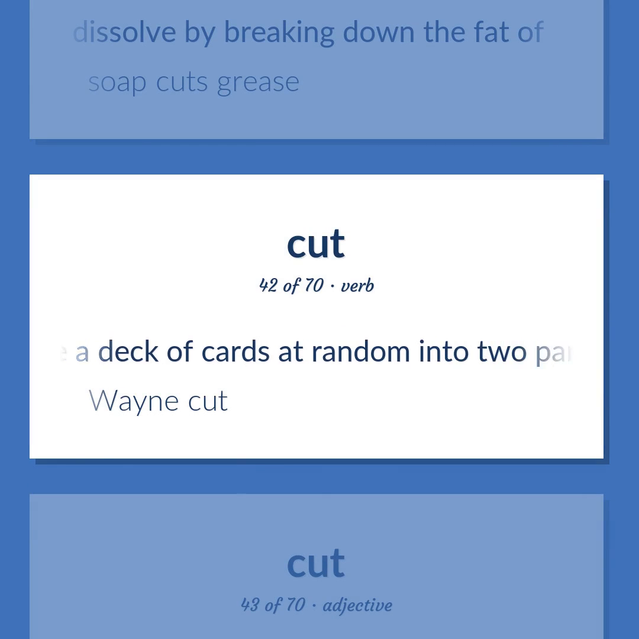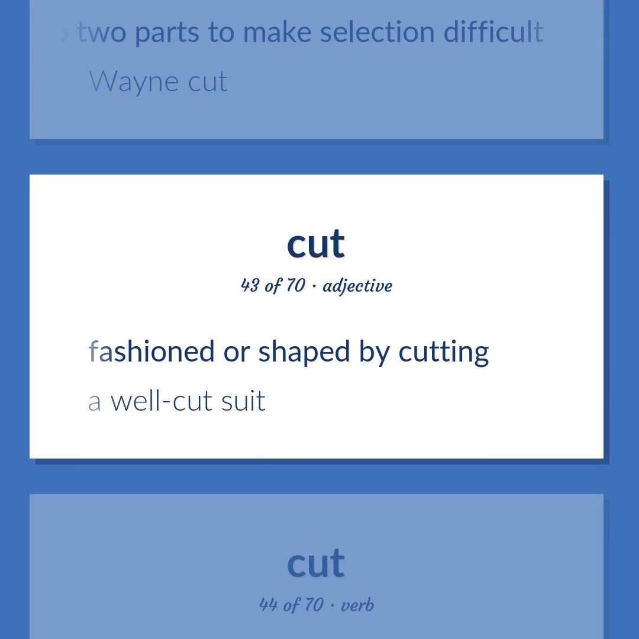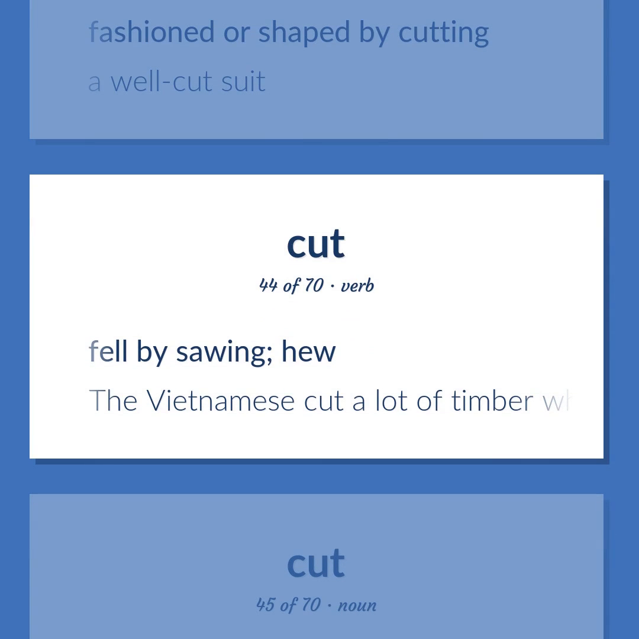Divide a deck of cards at random into 2 parts to make selection difficult. Wayne cut. Fashioned or shaped by cutting. A well-cut suit. Fell by sawing, hew. The Vietnamese cut a lot of timber while they occupied Cambodia.